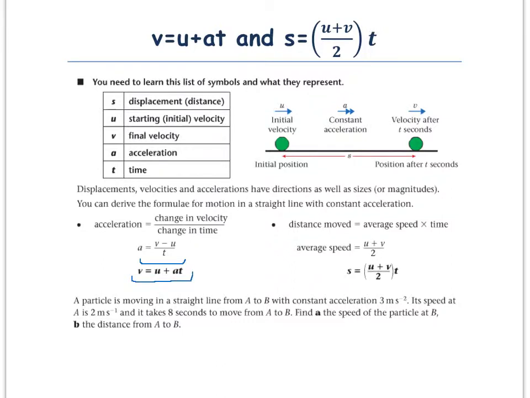We can also find the distance moved. You should know from GCSE that using this little triangle, distance is equal to speed times time. So the average speed is equal to U plus V divided by 2. And if you rearrange that, you get S is equal to, in brackets, U plus V divided by 2, all times T. And that is our 3rd suvat equation we've got to know. We'll look at 2 more in another video.